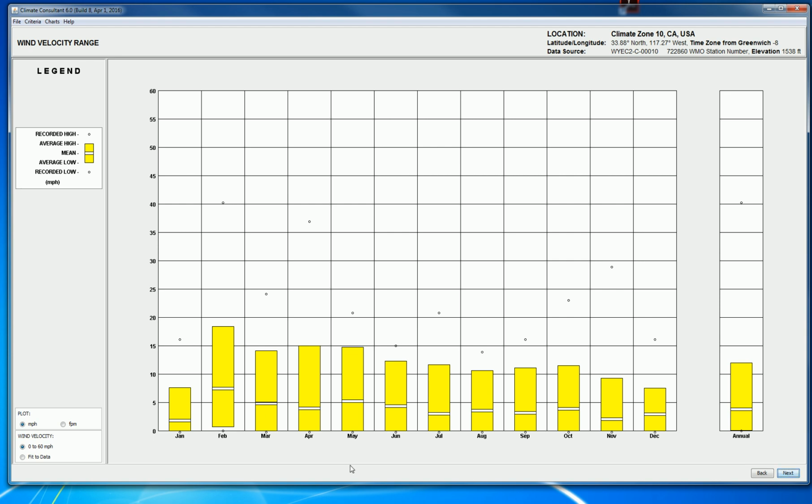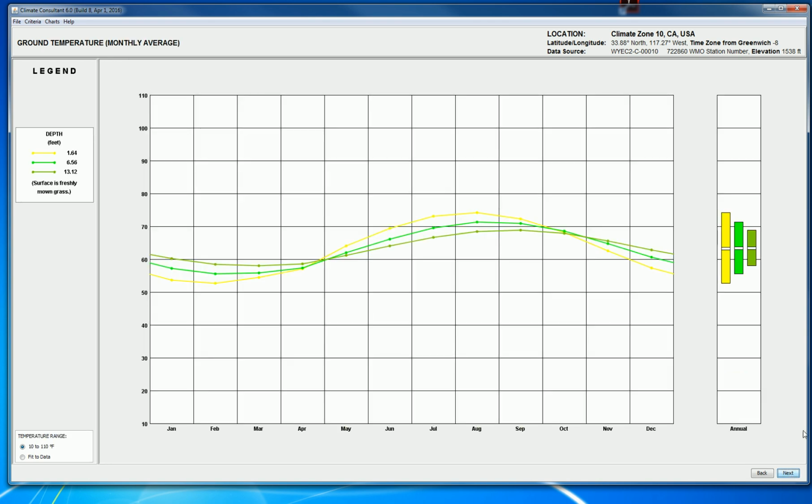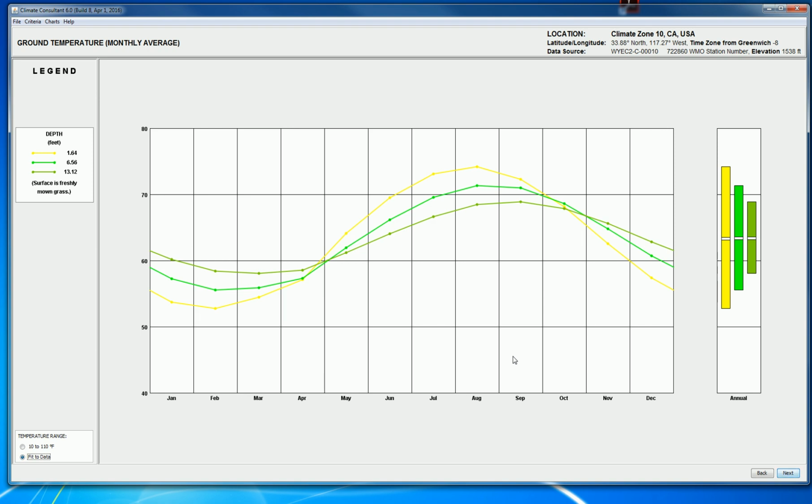Wind velocity range is going to give you essentially what the average winds are. You can see that the windiest month is February. Probably January and December seem to be the least windy. And here are the ground temperatures, and I clicked fit to data, so that it gives us a greater differential between the temperature ranges.